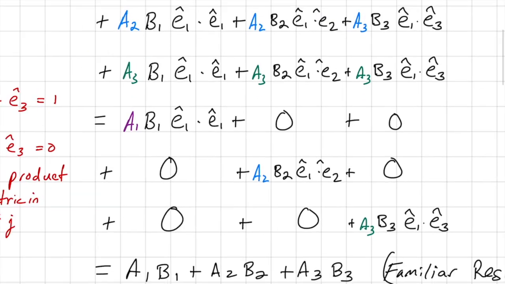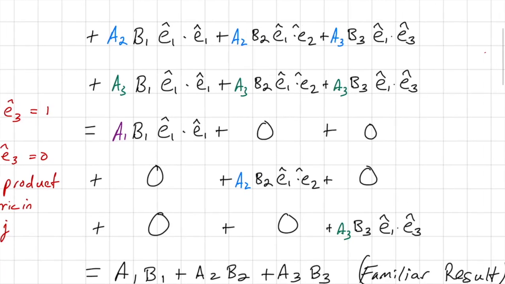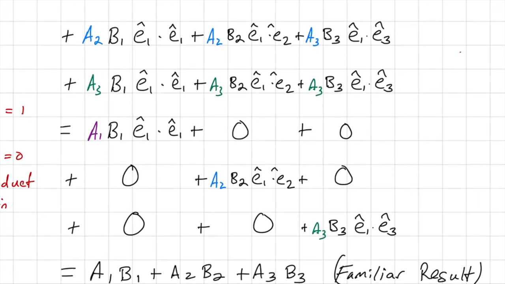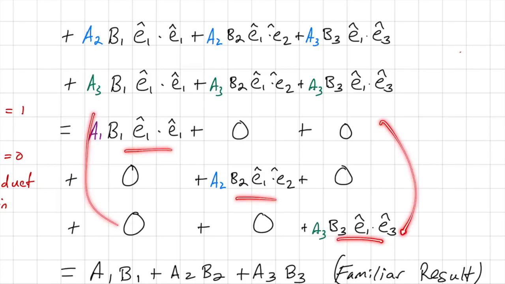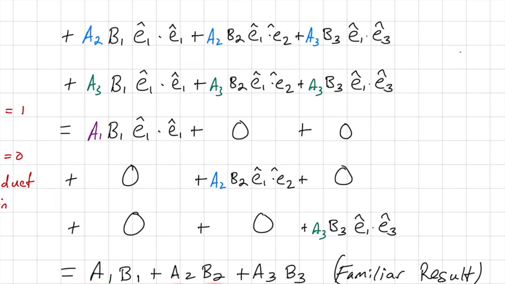So what we get was, well, technically we had nine terms. After we computed the pieces that we knew, we only ended up getting three terms. And this particular structure isn't an accident, as we'll see in just a moment. If you then drop all the zeros and add them up, you get A1 B1, A2 B2, A3 B3, which is the familiar result for a dot product.